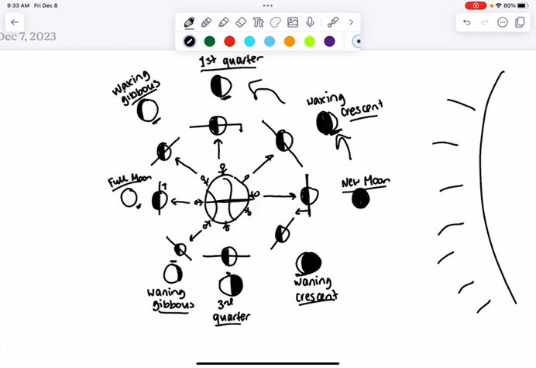Also know that at no point in this diagram is the Earth casting a shadow on the moon. It is all just the angle that you see the moon at depending on where you are standing on Earth.